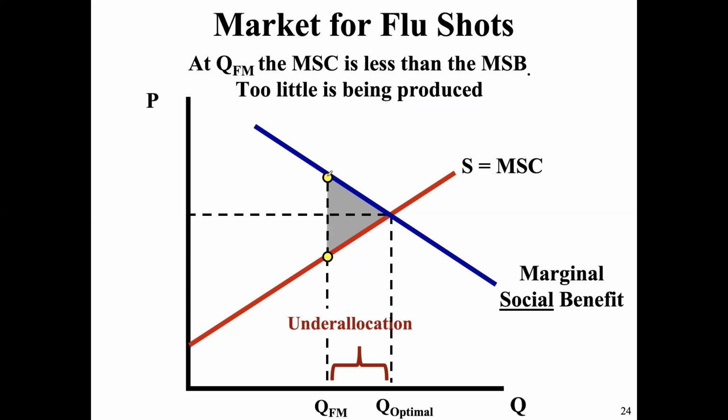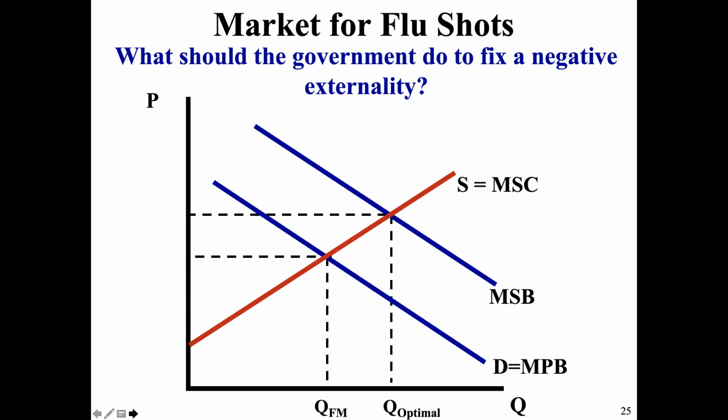And just like last time, we can see at the quantity free market, if we drew a line connecting the gap between our MSB and our MSC, then we would easily figure out how to draw our deadweight loss triangle. And the way I think about this is we have an arrow where society is saying, we want more flu shots, but the free market is not providing it. So what do we do as policymakers? We subsidize, okay?